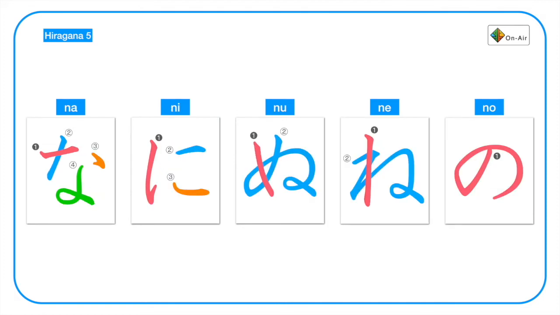This group is straightforward, it's just the consonant N. So na, ni, nu, ne, no. Again, na, ni, nu, ne, no.